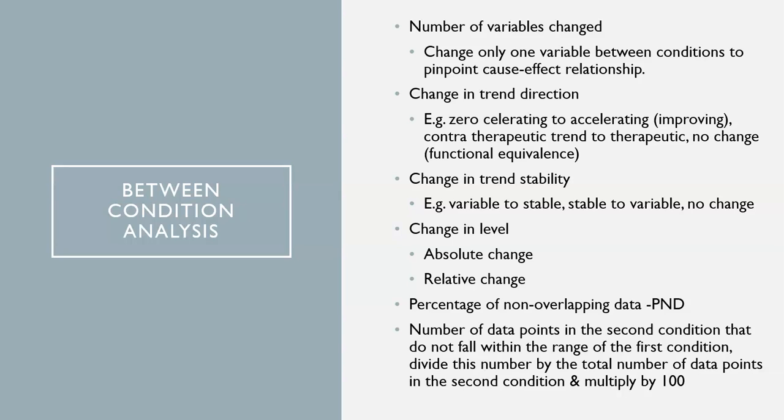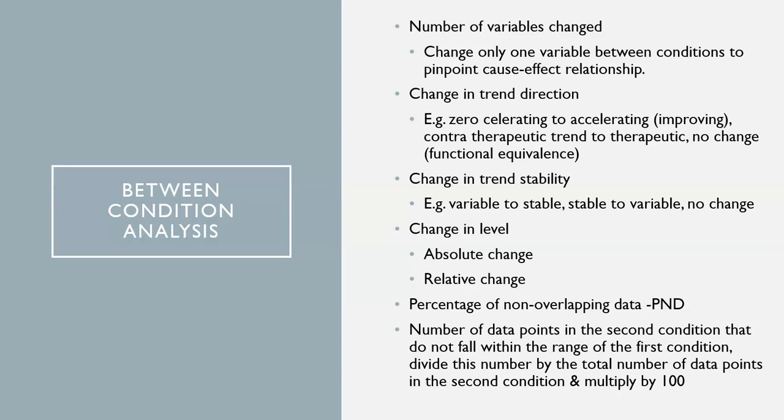For relative change, we would look at the median level of baseline compared to the median level of intervention. And then lastly, we have percentage of non-overlapping data. And that is information that can really help us determine the effectiveness of the intervention.